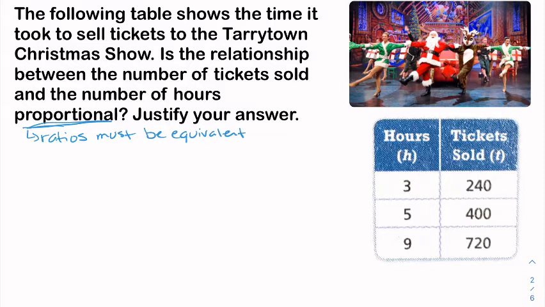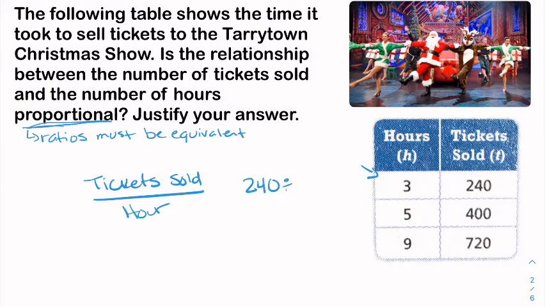So in order to determine that, let's find the unit rate of each entry in the table. We'll start with the very first one right here. We're going to find the tickets sold per hour. So to do that with the first entry, we're going to take 240 tickets and divide it by 3. That gives us 80 tickets. That means that there are 80 tickets sold per hour.